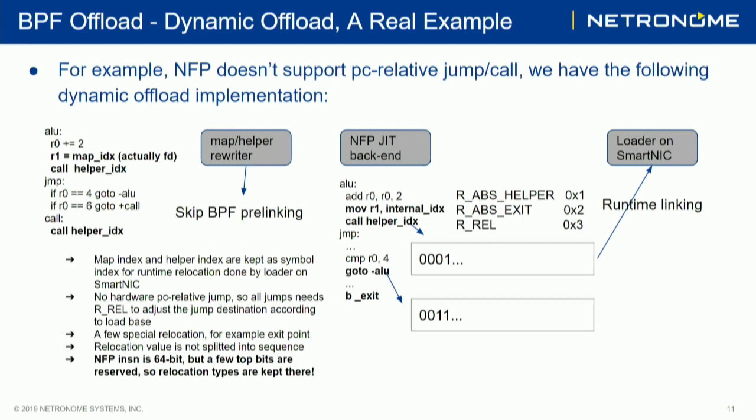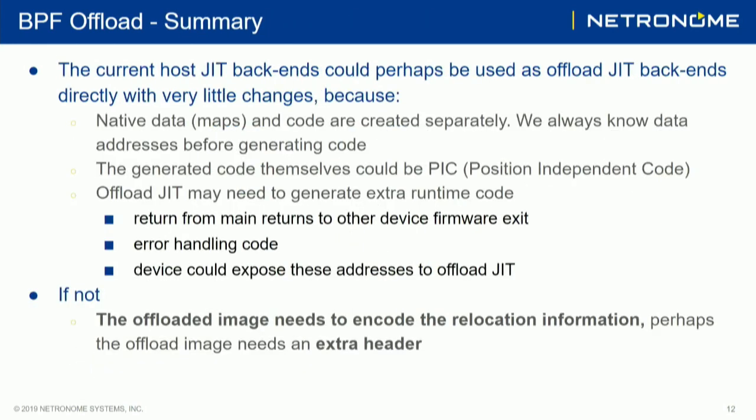So I think if your BPF offload has a complex offload scenario, maybe it should follow a similar flow. To summarize, after some investigation, I believe the current host JIT backends could perhaps be used as offload JIT backends directly, with little change, because the native data and the code are created separately. Generally for data, you always get a fixed address, either with host or offload. And the code itself could be position independent, so you can load it anywhere and run it.